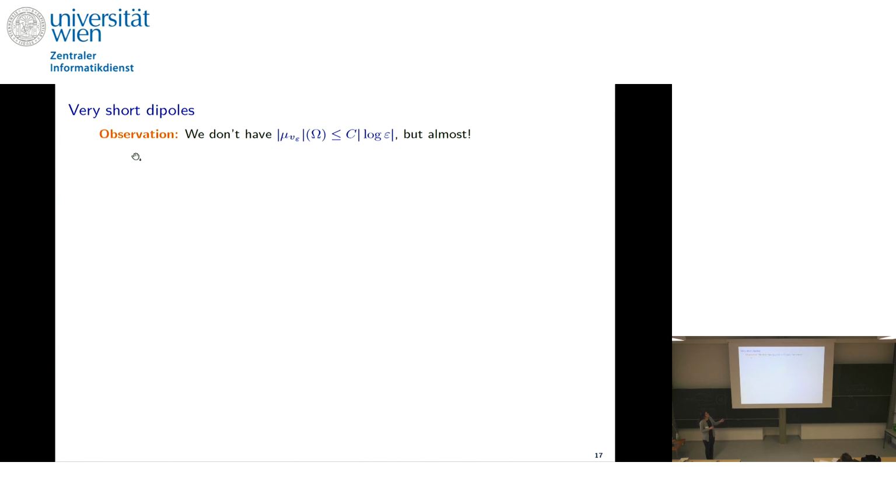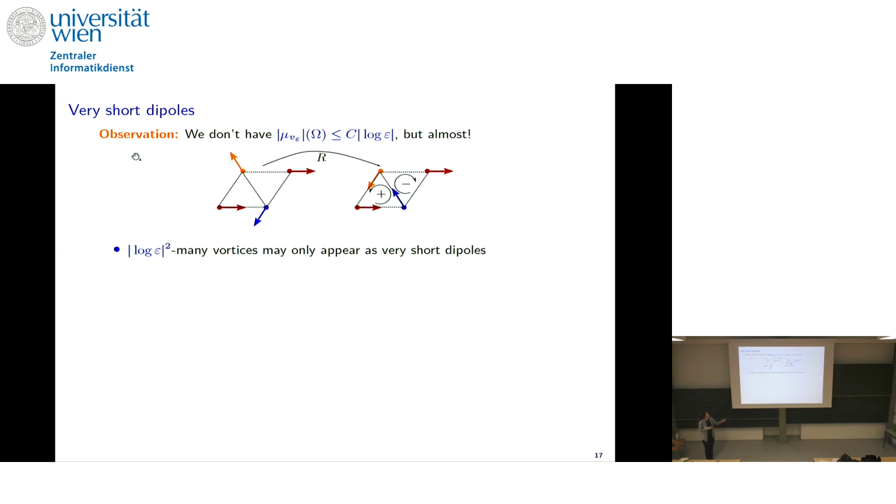So the concluding remark is, we don't have this energy bound, but we almost have it, in the sense that all the very bad cases, where I have, let's say, ground states close to -1, will give you a dipole in two neighboring triangles, a very short dipole. Because here I have vorticity +1, here I have vorticity -1. So the log epsilon squared many vortices may appear only as very, very short dipoles, and they get eliminated immediately in the ball construction.